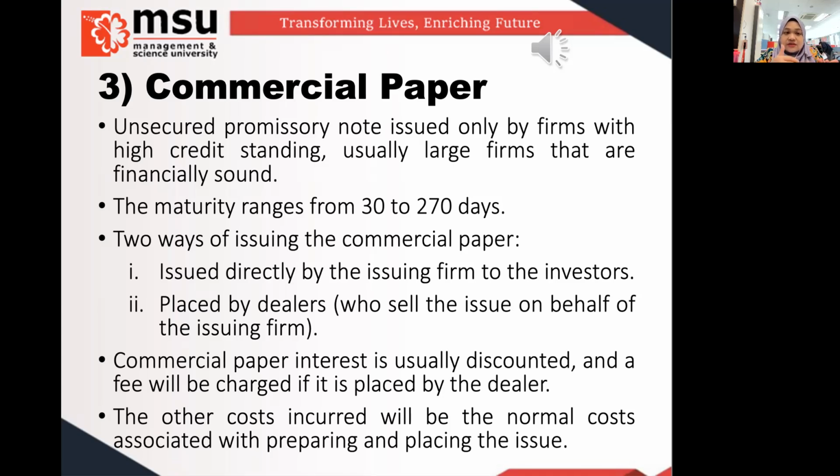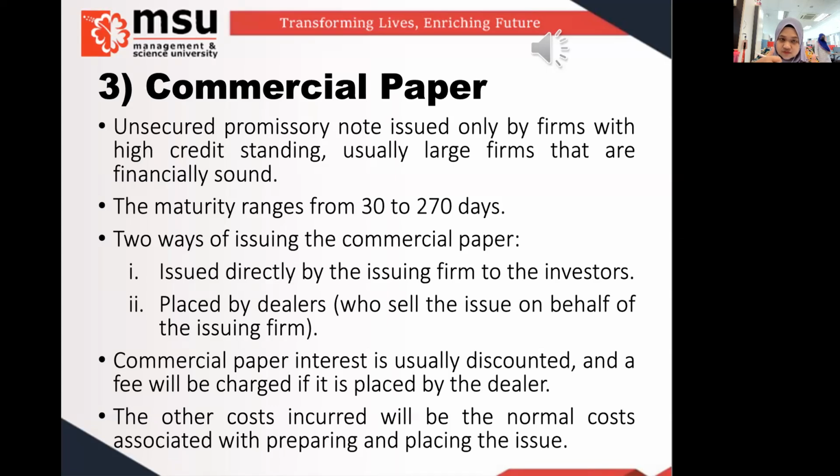All right. So what is commercial paper? Commercial paper is the unsecured promissory note issued only by firms. All right, so what types of firms? The firms with a high credit standing. And usually the firms that have high credit standing are the large firms, and their financials are very strong. So they have the credibility to issue the commercial paper. All right.